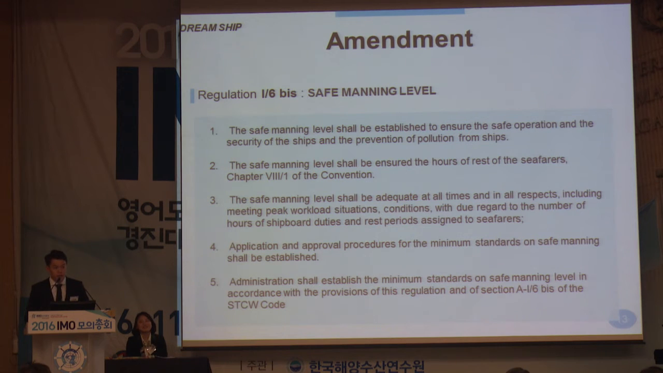Provisions of the regulation on safe manning level are as follows. There are general rules of safe manning level applicable to all members. Firstly, in Provision 1, we present a general purpose. To establish the minimum safe manning level, administrations shall consider, in Provision 2, meeting the hours of rest of seafarers in Chapter 8 of the STCW Code. Provision 3 contains information that safe manning level should be applied to all situations. In Provision 4, administrations shall establish procedures to consider seafarers' opinions on the minimum safe manning level that the owners apply. Lastly, administrations shall comply with the provisions of this regulation and of Code A I/6 bis of the STCW Code.